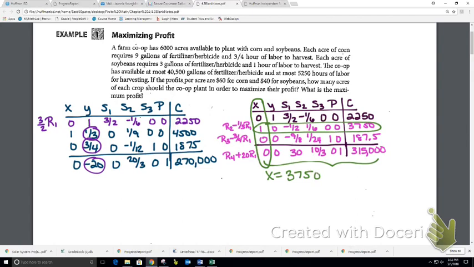And then we have the next column there, we got Y with a 1 and all zeros. So that means my Y is going to be 2250. And the other one we're looking for here is our profit, our maximum profit. Notice right there we got all zeros and the 1 for profit. And so that means that our profit is going to be the 315,000. And that's our max profit.